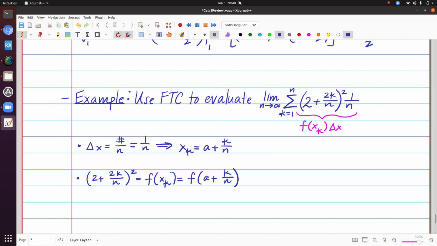So looking at this, I have a few choices here. Notice that while I'm looking for a function f of x that will work, I'm also looking for a number a that works.